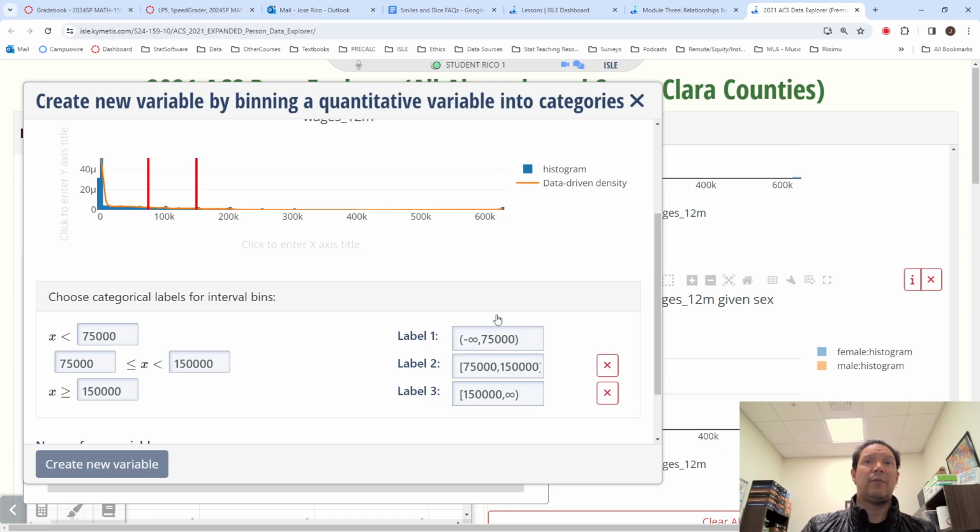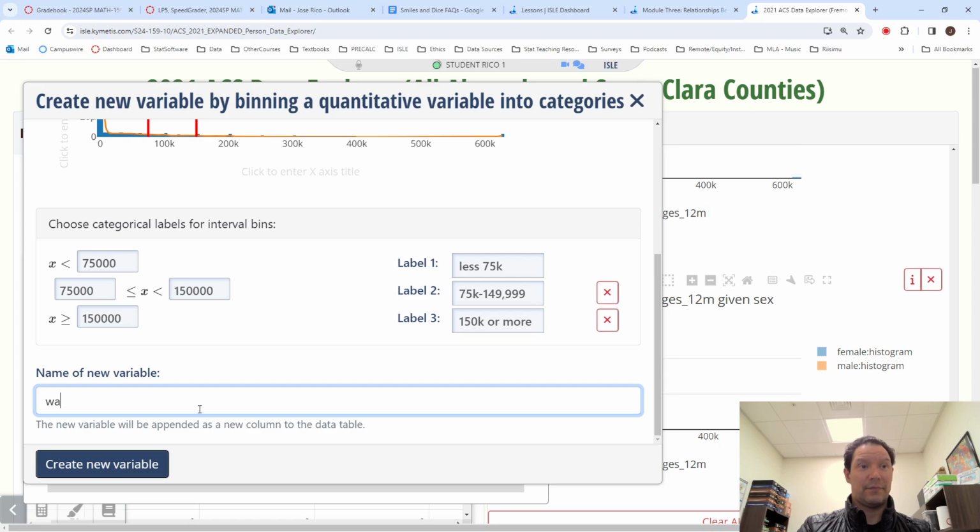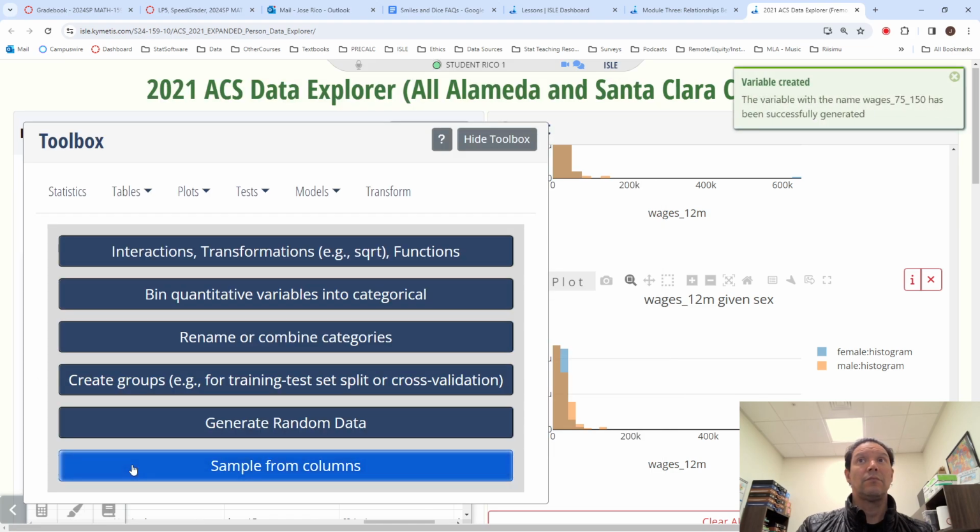So you can rewrite the labels or not. I've been basically saying if you're not sure you're right, don't rewrite them. If you're positive you got it right, then rewrite them because it's a lot nicer to look at English. This is 75K to 150K. It's actually just a touch less than 150K, so you should say it's 149,999 and then drop the K. K is just 1,000. And this is 150K or more. And we're just going to call this wages 75, 150. I did that kind of fast. Hopefully you can pause that if you want to see it again.